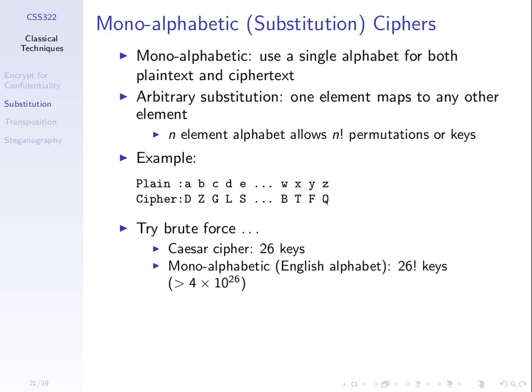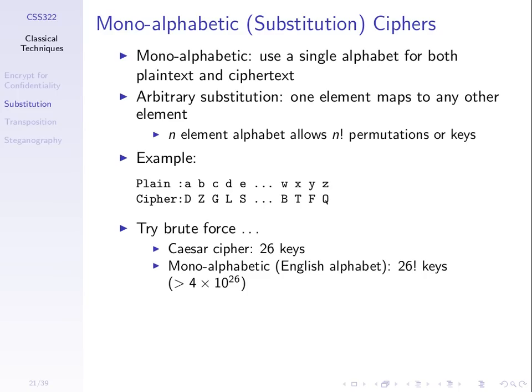How many possible mappings in this case? Factorial possible mappings. Why? When you choose a mapping, start with the letter A. A can map to any of 26 possible values. We've got 26 letters in the alphabet. I chose D for this specific instance.